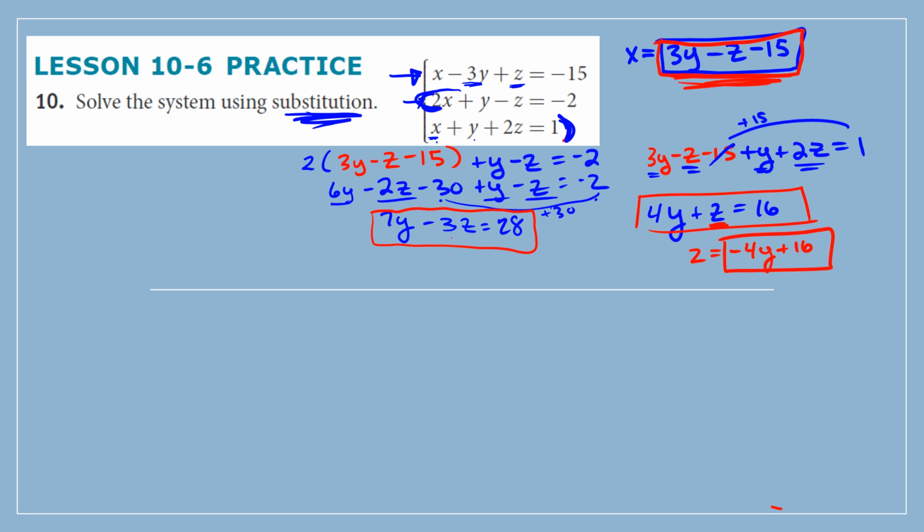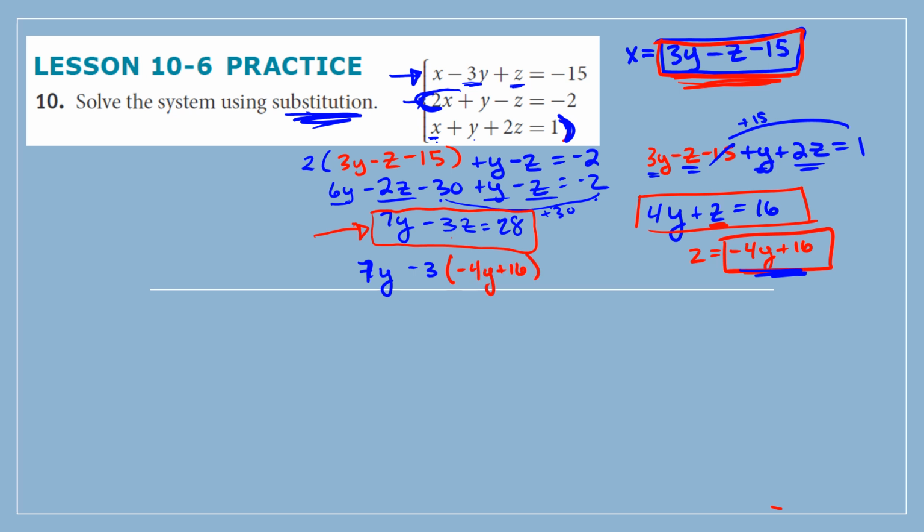So now, if we take one of these equations, let's say this one here that we created that only has y and z in it, and we make this substitution of this stuff here for z, what we'd end up with is 7y, you gotta write neatly, don't you? Minus 3, and then for z, we're making a substitution, negative 4y plus 16.